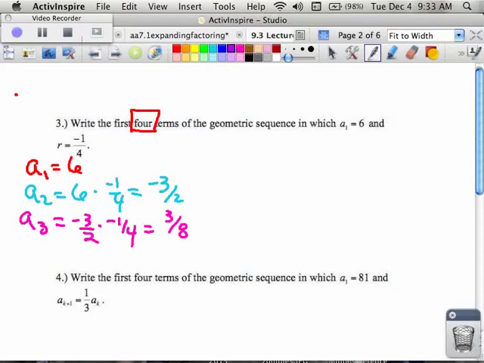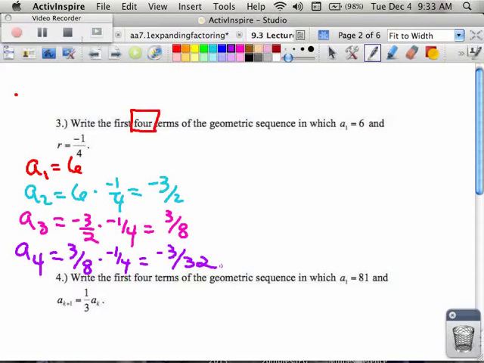And of course, then that means that my last number, a sub 4 that I'm looking for, I can take my third number, and if I want to go to my fourth number, I would just multiply by negative 1/4, and I would get negative 3/32. You should always, of course, simplify if you want to.